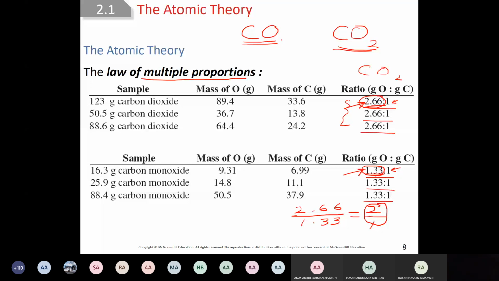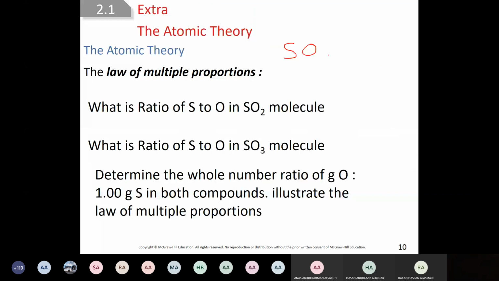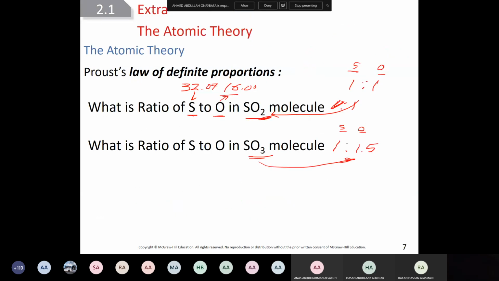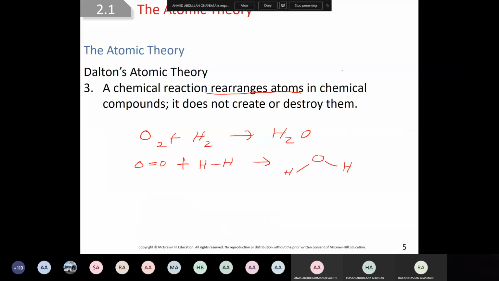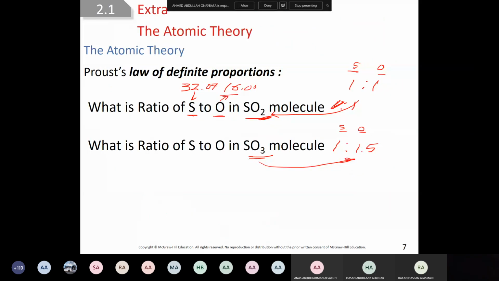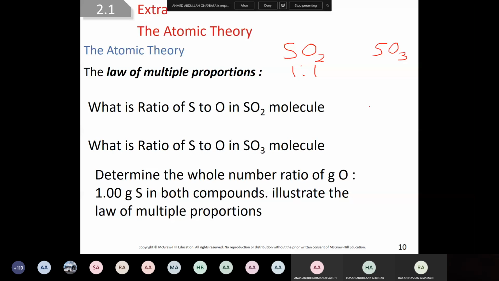I have SO2 and SO3. We just did this a while ago. What is the definite proportion of this compound? We did it just a while ago. 1 to 1. You remember this or not? Yes, this is 1 to 1. How about SO3? What's the ratio? 1 to 1.5.